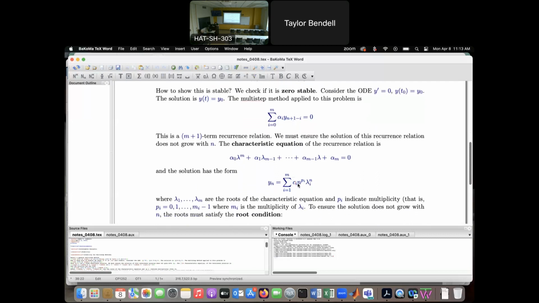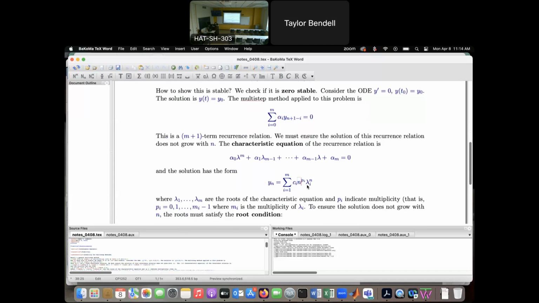And then, if you have repeated roots, you may also have powers of n. For example, if you have a root of multiplicity 2, then you have lambda to the n, and then n lambda to the n. So the powers of n start from 0 up to whatever the multiplicity of a root is, minus 1. So if all the roots are simple roots, multiplicity equal to 1, you don't have any factors of n.